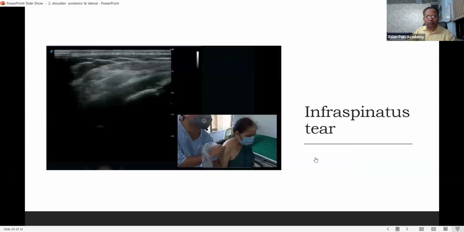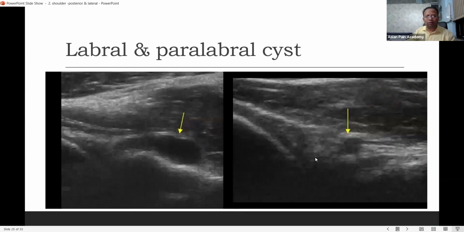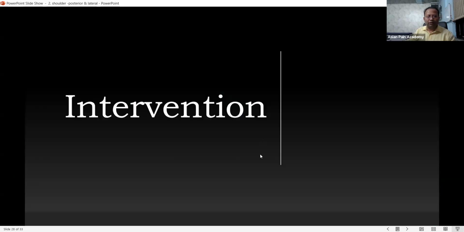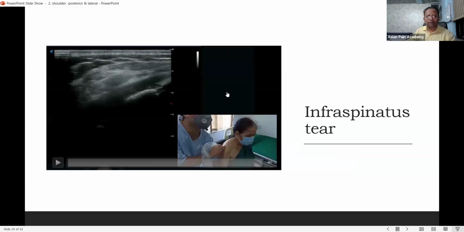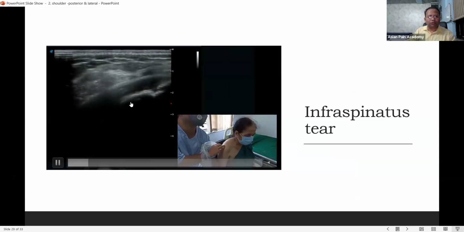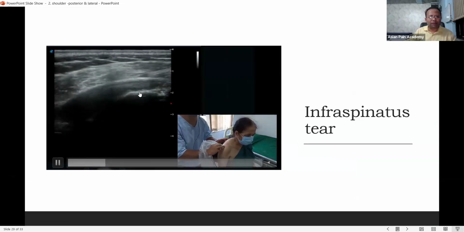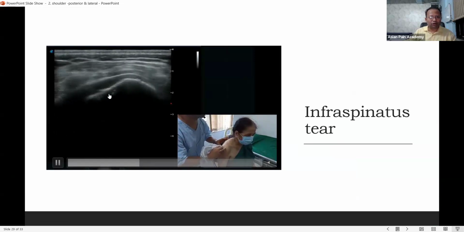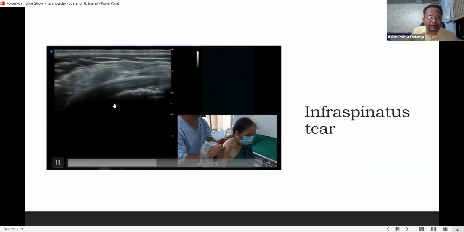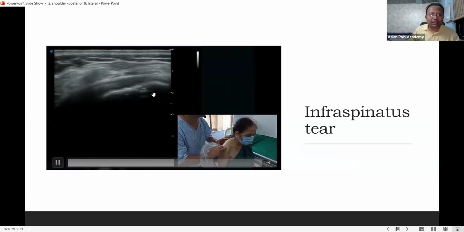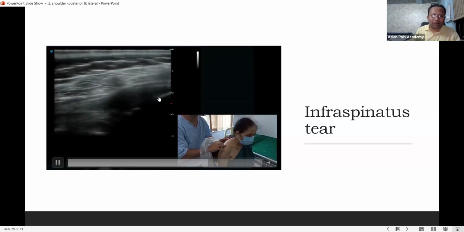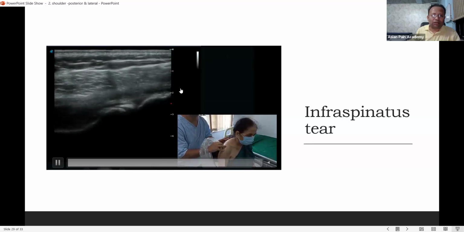Okay. So, intervention. So this is one infraspinatus tear, insertion point. So you can see, this is the infraspinatus insertion area. So this is an infraspinatus small tear. And as I told you, anywhere there is a tear, if it is an articular side tear, then you will see some articular disruption also associated with the tendon.